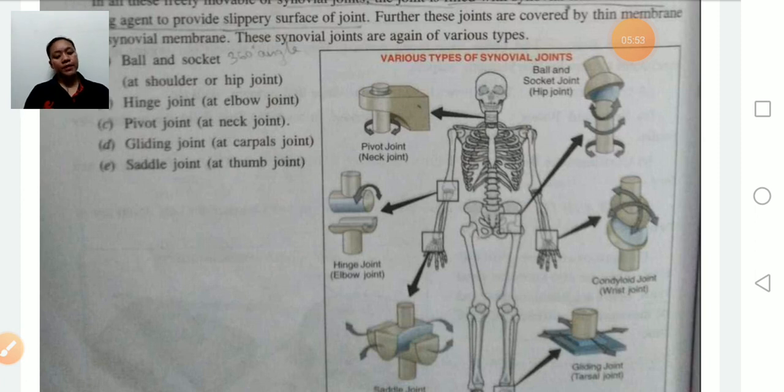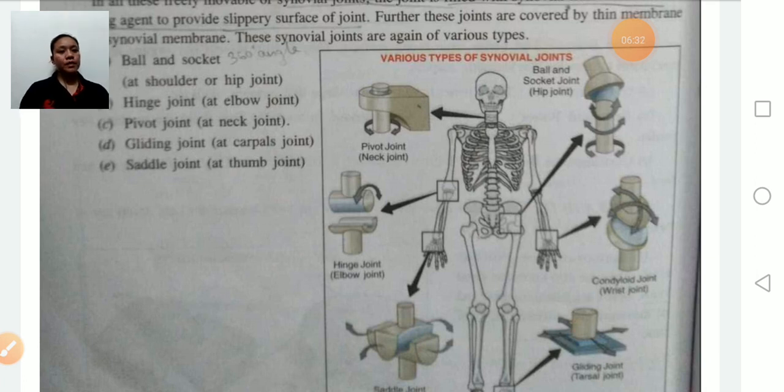Ball and socket joint is present at the shoulder and hip. Ball and socket joint provides 360 degree movement. It provides the maximum freedom of movement. Hinge joint is present at the elbow, and it provides 90 degree movement. Hinge joint allows forward and backward movement.